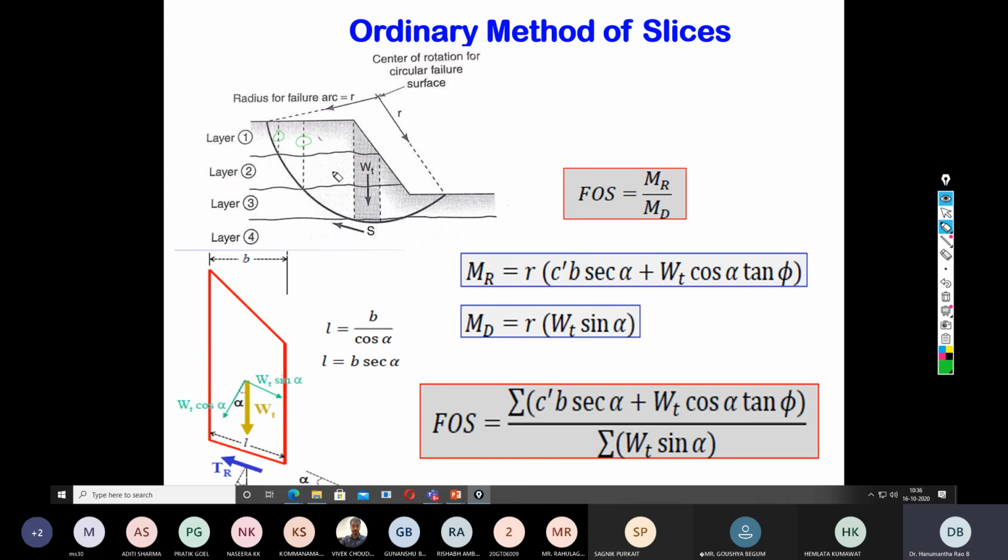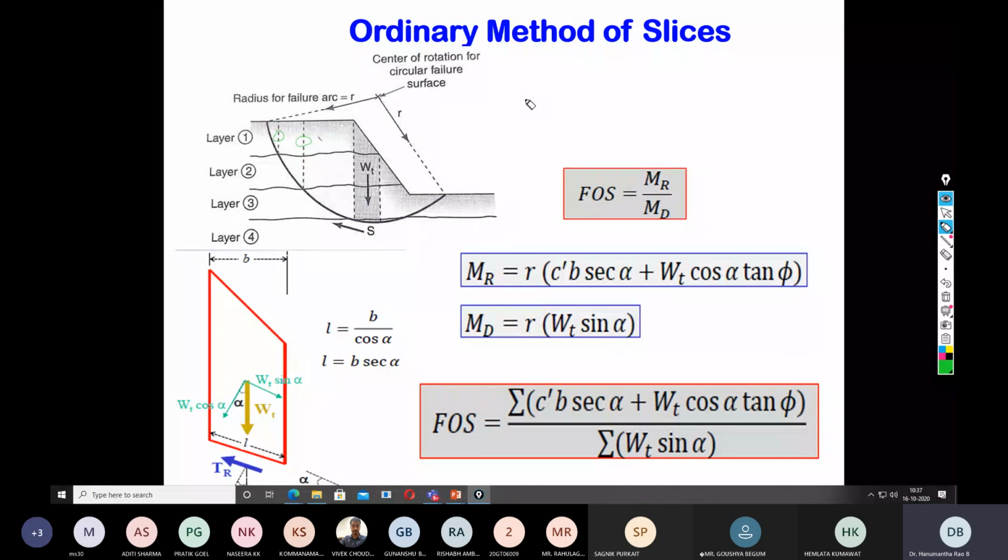Okay, so the major assumption of the ordinary method of slices is that there was no development of normal and tangential forces at the interface of the slices. This is the reason nowhere have we considered any kind of normal and tangential forces between two slices. That's why it is called the ordinary method of slices.